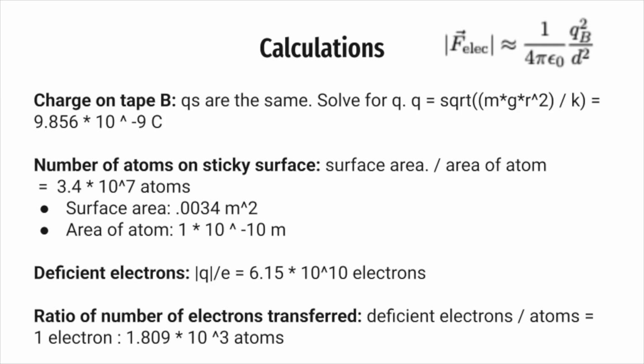Next, I calculated the number of deficient electrons to be 6.15 times 10 to the 10th electrons, which I finally used to calculate the ratio of electrons transferred, which ultimately resulted in a ratio of 1 electron for every 1.08 times 10 to the 3 atoms.